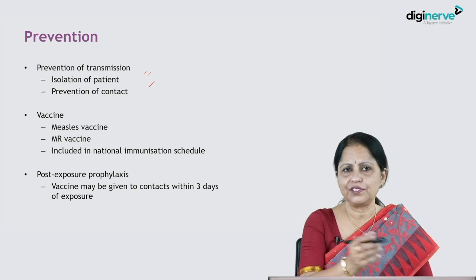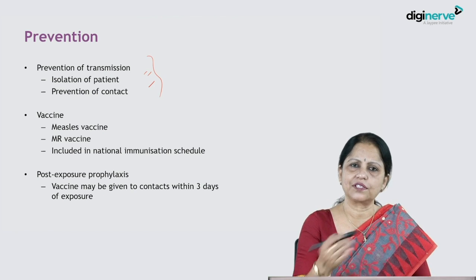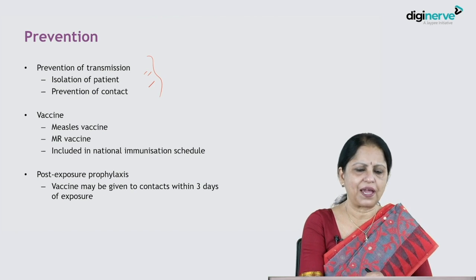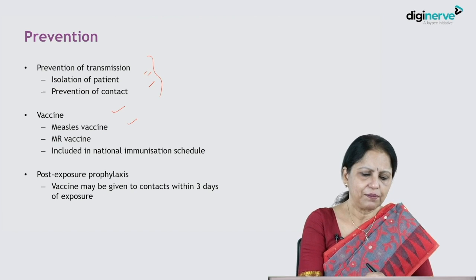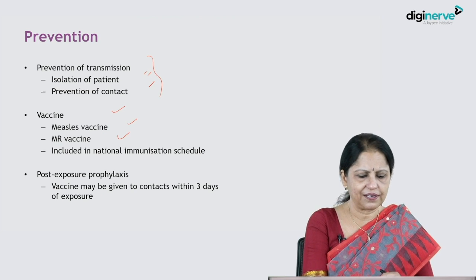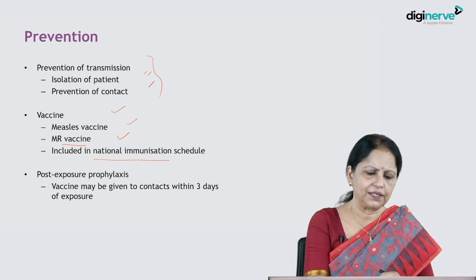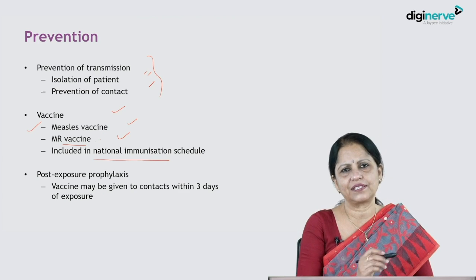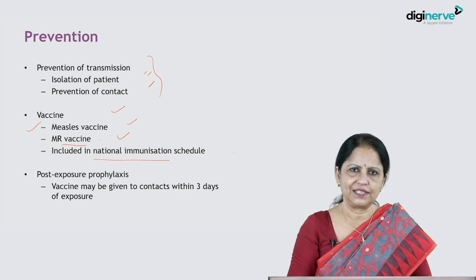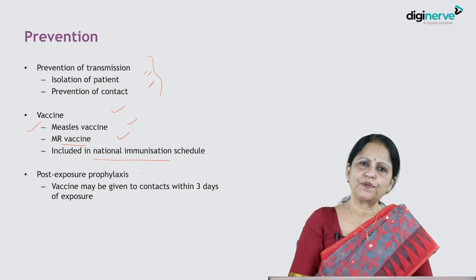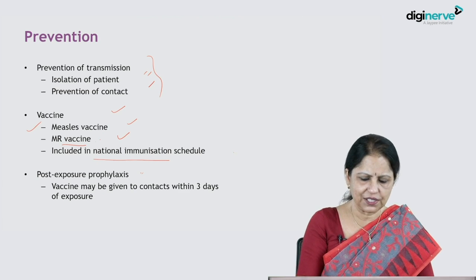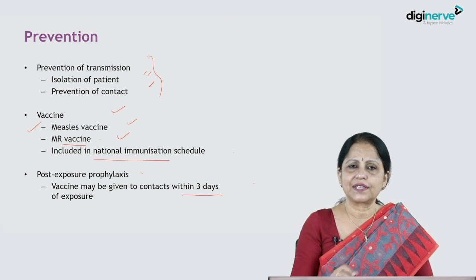Prevention is by isolation of the patient and preventing other children from coming in contact. So this is how transmission is prevented. Other than that, protection of the susceptible host, that is by vaccine. So measles vaccine, measles rubella vaccine, is currently included in the national program. Earlier it was the measles vaccine in the national program. Currently it has become a combined vaccine, measles and rubella. I'll discuss this vaccine later on. And post-exposure prophylaxis can also be given. So children who have come in contact, if they are vaccinated within 3 days of exposure, then measles can be prevented.